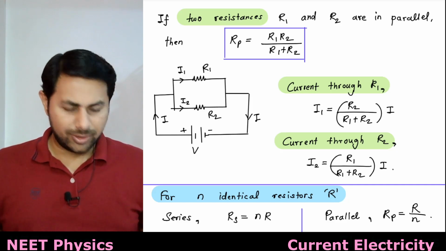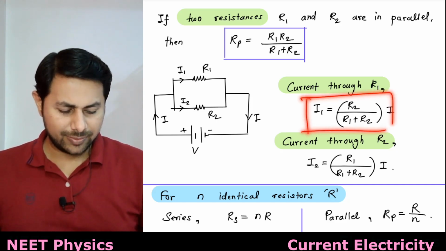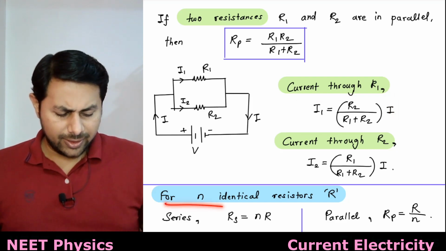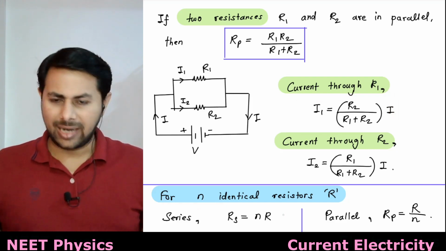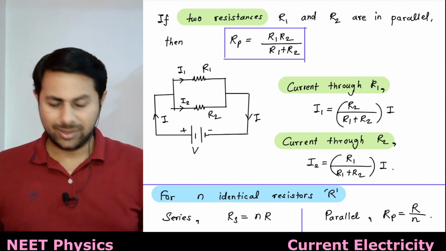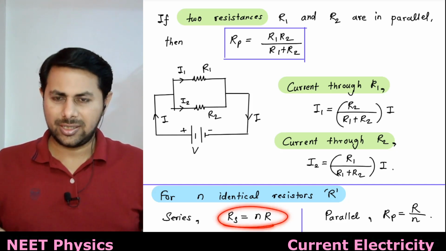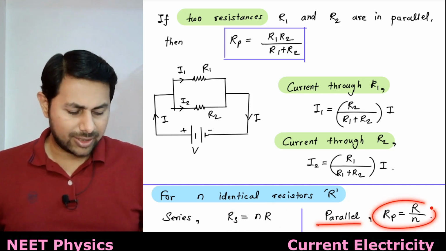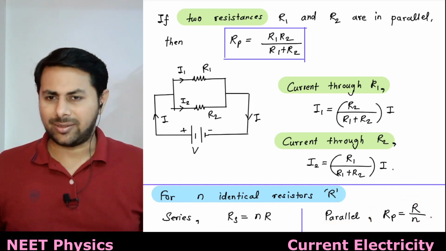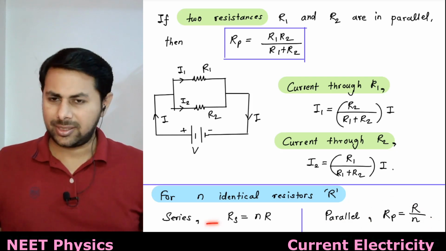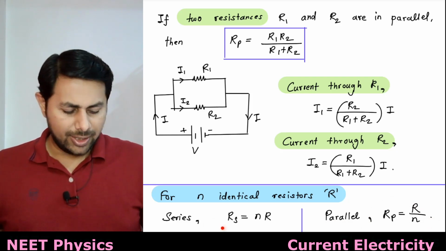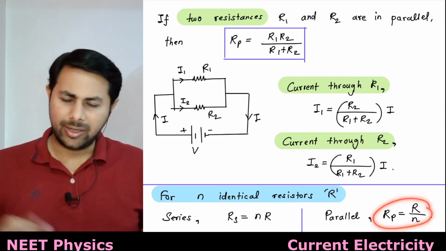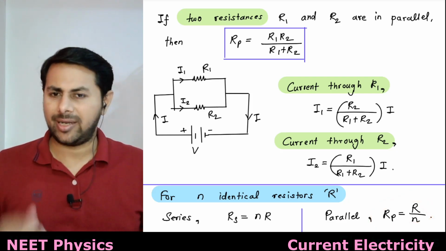Okay, good. So please remember these formulas. If there are n identical resistors connected in series, then their total resistance is equal to n times R. If they are connected in parallel, the total resistance is equal to R divided by n. Okay, n identical resistors connected in series, total resistance is n times R. If they are connected in parallel, then the total resistance is R divided by n.